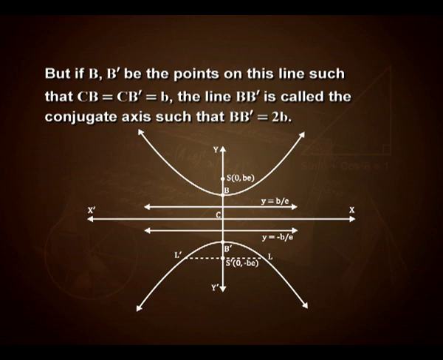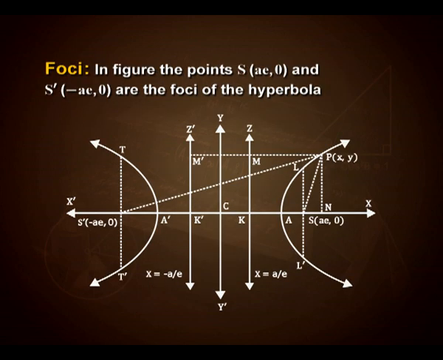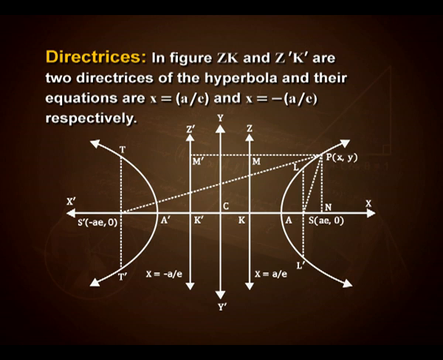Foci. In the figure, the points S, that is a e comma 0, and S dash, that is minus a e comma 0, are the foci of the hyperbola. What about the directrix? In the figure, ZK and Z dash K dash are two directrices of the hyperbola and their equations are x is equal to a upon e and x is equal to minus a upon e respectively.